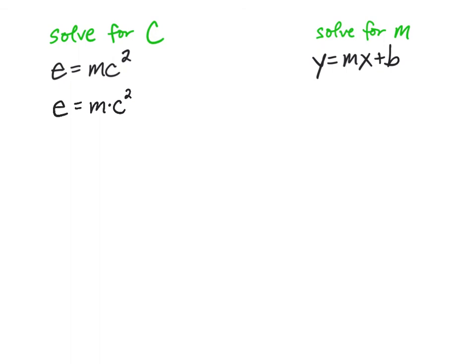I get rid of the other things on that side. It says times m, so I'm simply going to divide by m and divide by m. That will cancel out, and I get E over m is equal to c squared. Do you know how to get rid of a squared? Well, you can go ahead and square root. So the square and the square root will cancel out, and you will get c by itself.